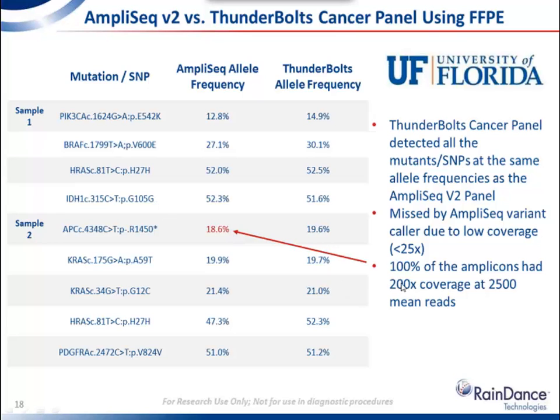Because our platform has excellent coverage, in this case we had 100% of the amplicons at 200x coverage at 2500 mean reads, we were able to pick up this SNP using the automated analysis pipeline. So because of the high, consistent coverage and uniformity of the ThunderBolts Cancer Panel, it gives researchers a high degree of confidence that they'll pick up a variant if it is present in the sample.